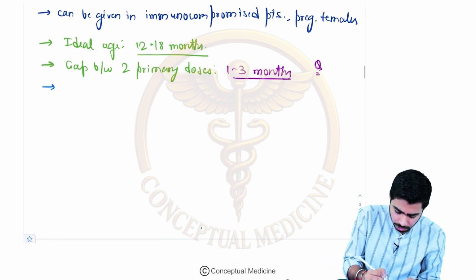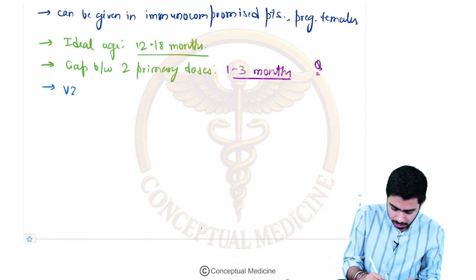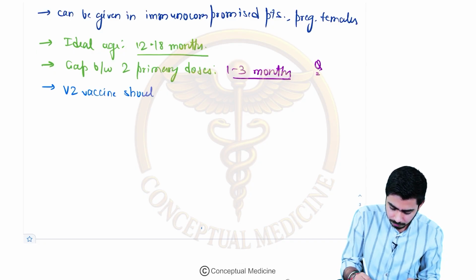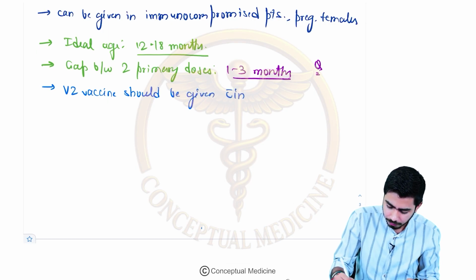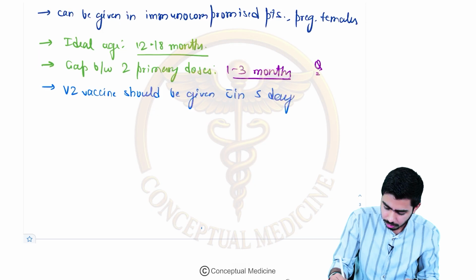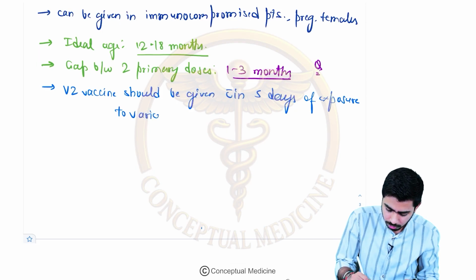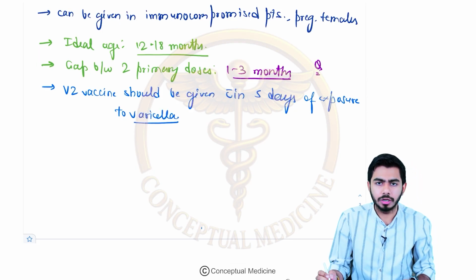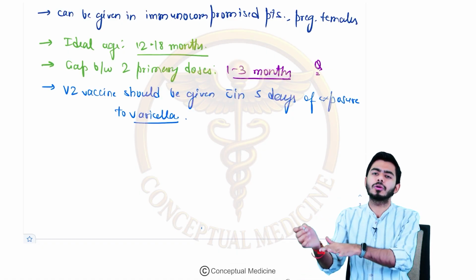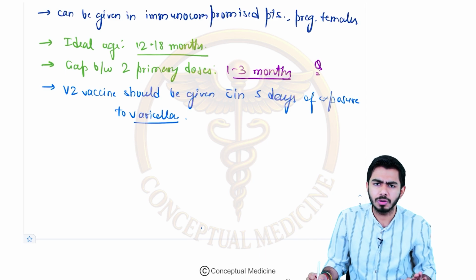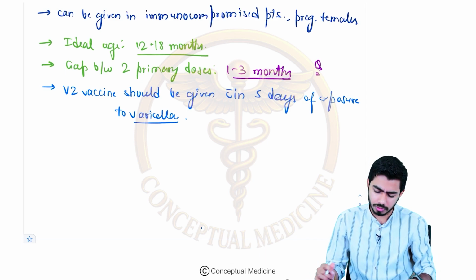So basically I am saying that the varicella zoster vaccine should be given within 5 days of exposure to varicella. Understood that? That is very, very important. That is called the post exposure prophylaxis, because after the exposure you are giving this prophylaxis.